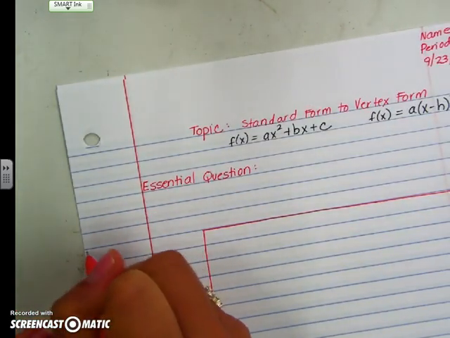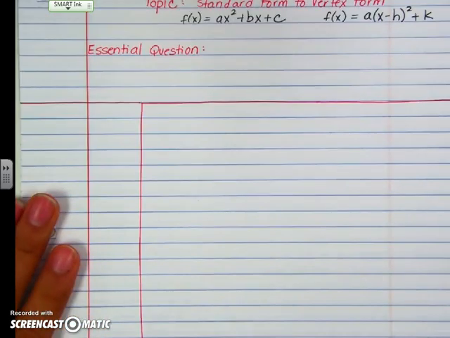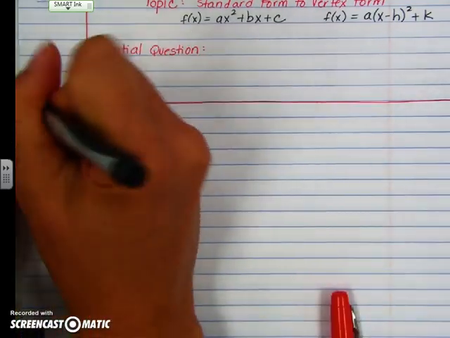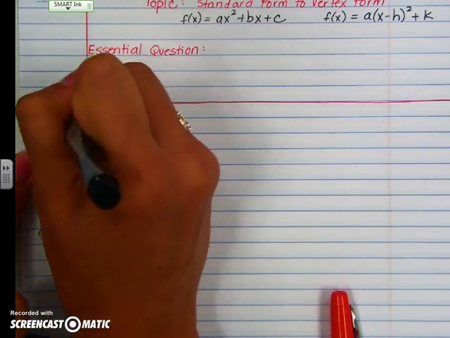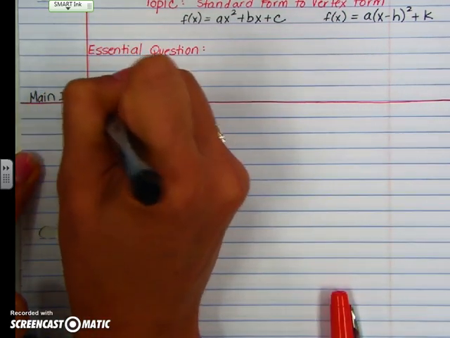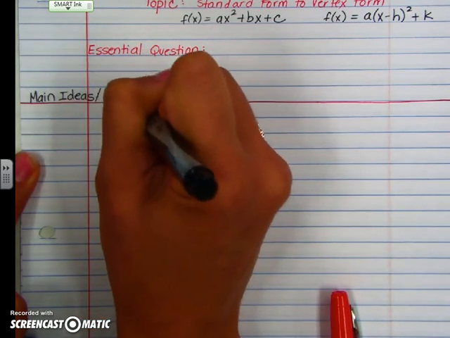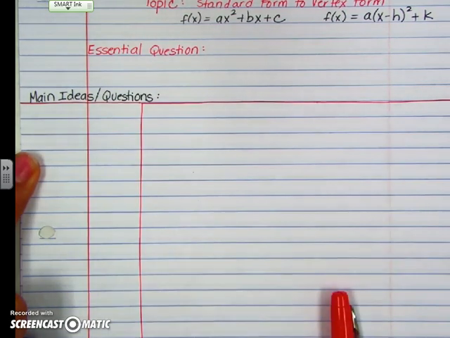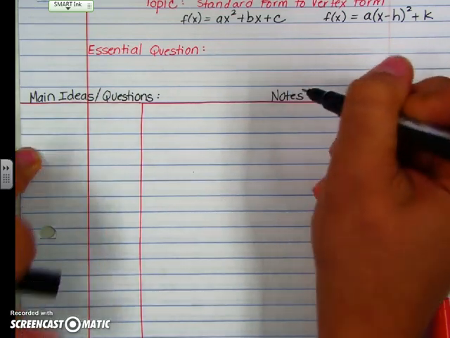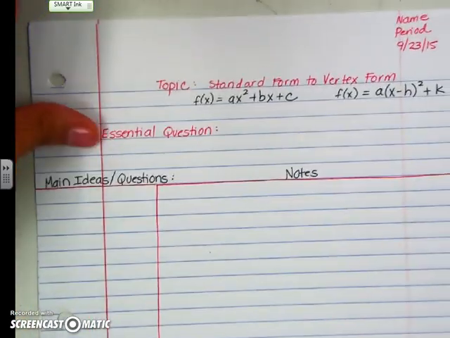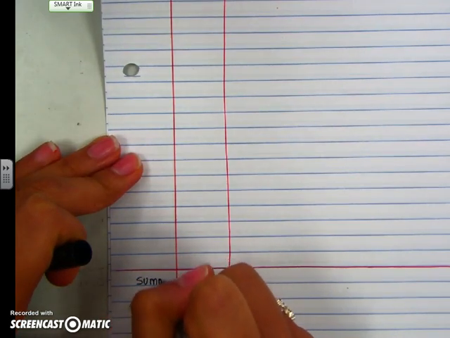And then on the left-hand side, this is where, after you watch the video, you're going to write down what was the main idea covered in the lesson, in the video, main ideas, and then do you have any questions? Okay, here's going to be the notes section, and then at the very bottom you're going to write down the summary.